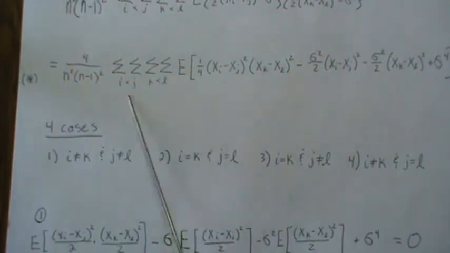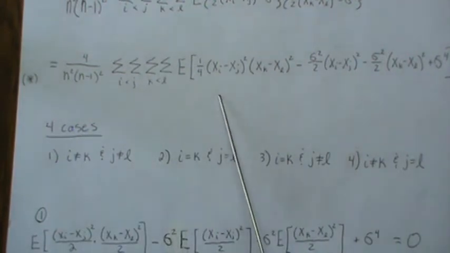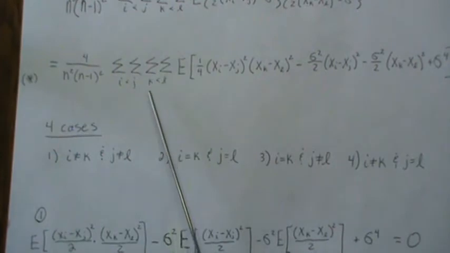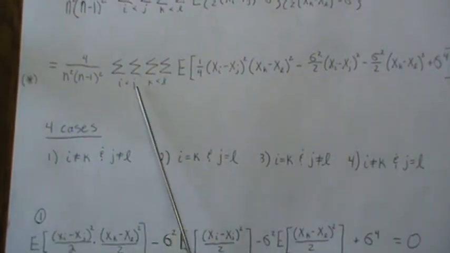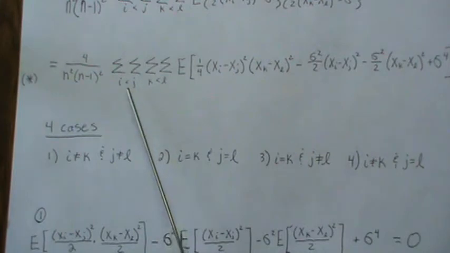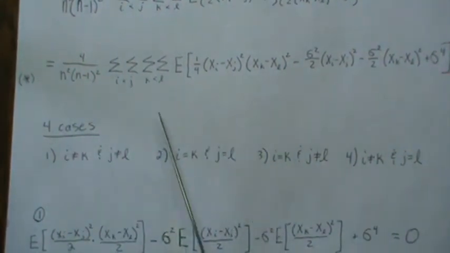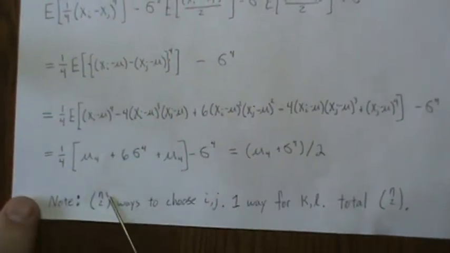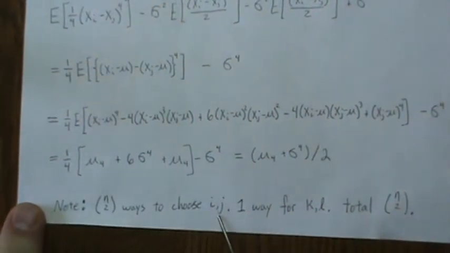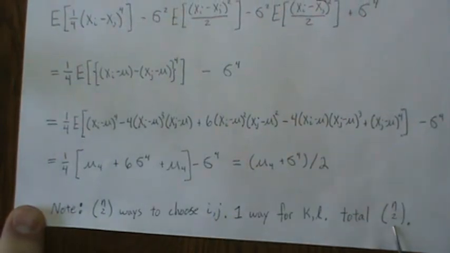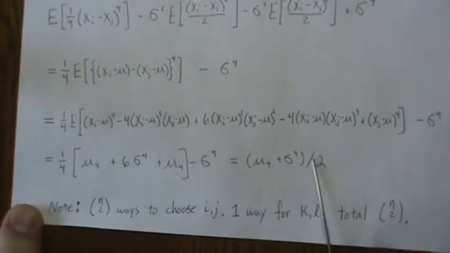So this ends up being a constant, but we need to know the constant to multiply it. So I and K are equal and J and L are equal. If we randomly choose I and J, there's n choose 2 of them, but once these are picked, those are fixed. So there's n choose 2 ways to have I equal K and J equal L. And that's what I put down here. There's n choose 2 ways to choose I and J, but once those are picked, then there's only one way to pick K and L, because they have to be equal. So there's a total of n choose 2 times this.